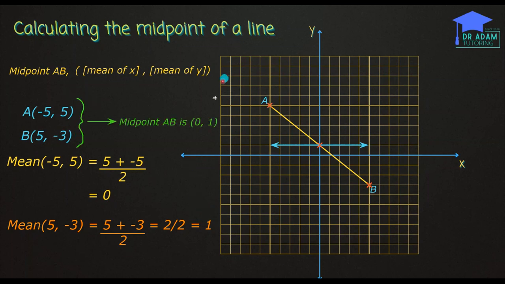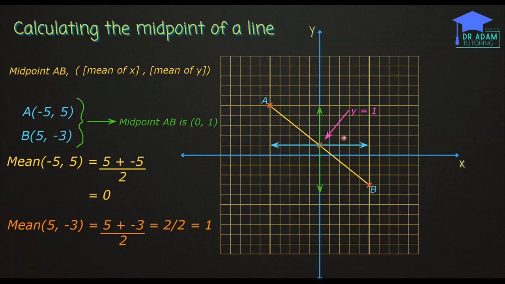So the midpoint of AB will be at 0, 1. Now let's just have a look at the vertical distance between A and B. So here we can see that the halfway point of the vertical distance between A and B lies at y equals 1. And the halfway point of the horizontal distance, x, is equal to 0.